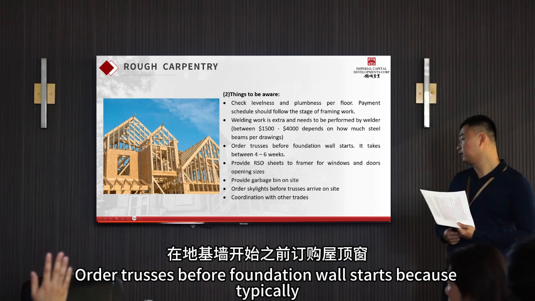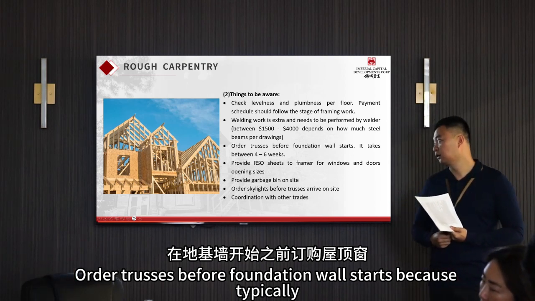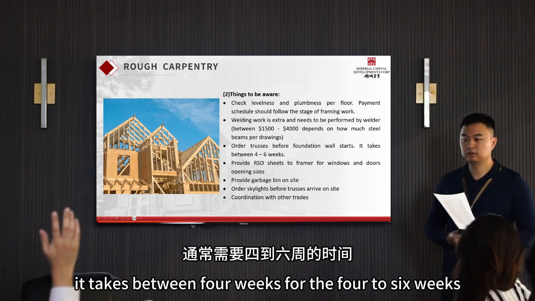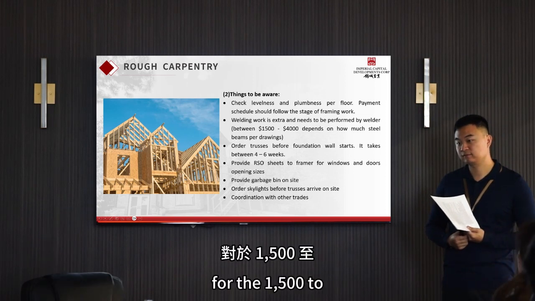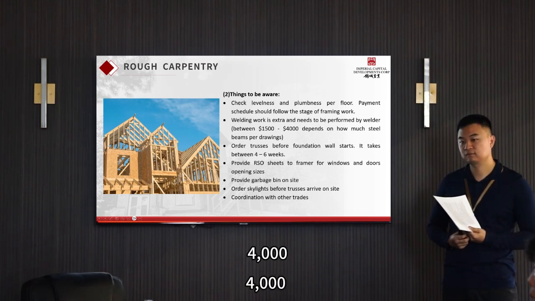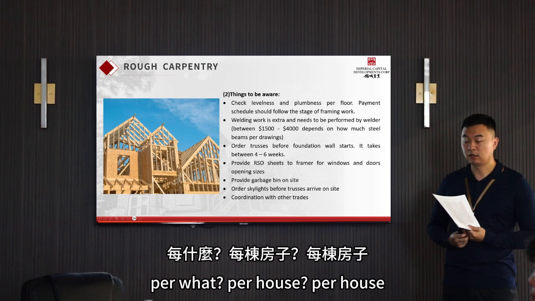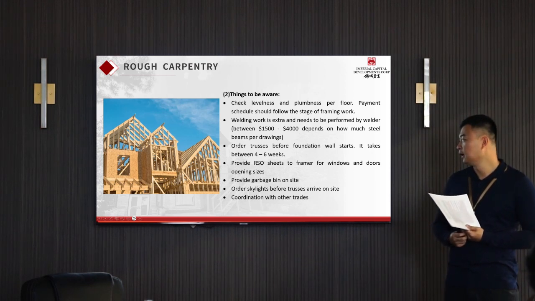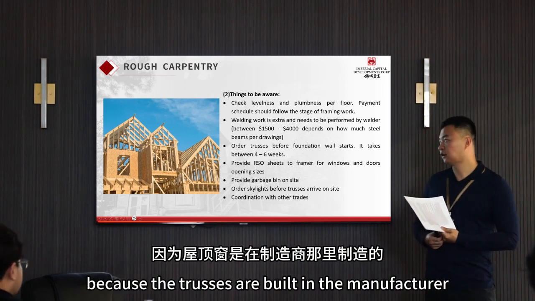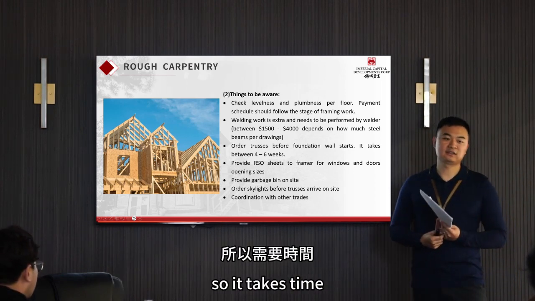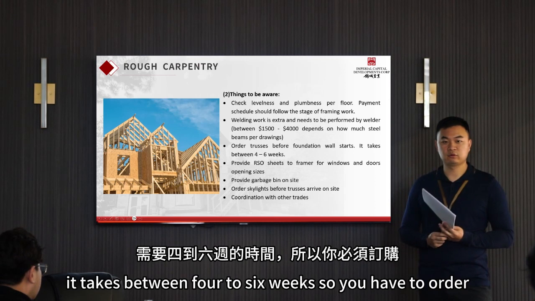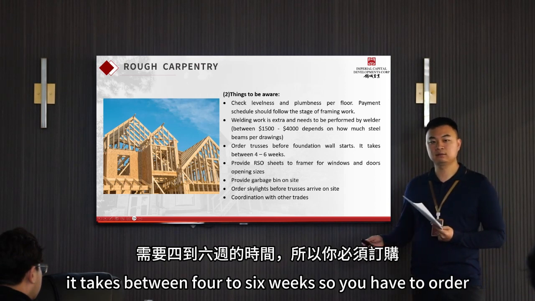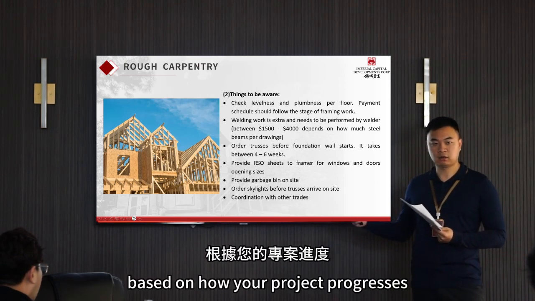Order trusses before foundation wall starts, because typically it takes between 4 to 6 weeks. For the $1,500 to $4,000 is per what? Per house? Per house. Yeah, it's a long-term price. Because the trusses are built in the manufacturer, so it takes time. So right now it takes between 4 to 6 weeks, so you have to order based on how your project progresses.